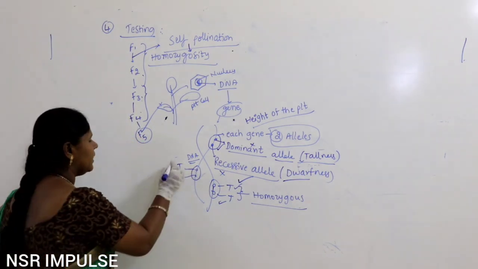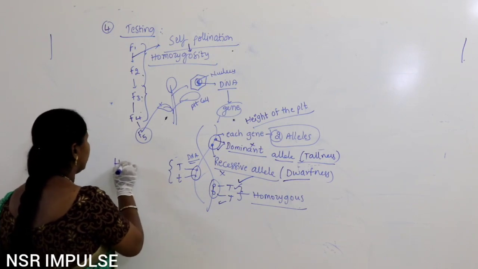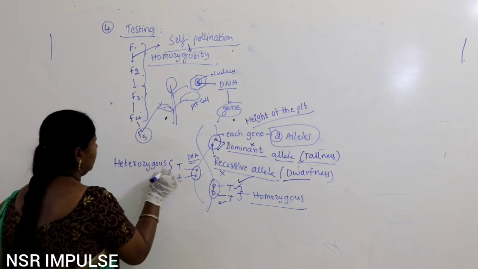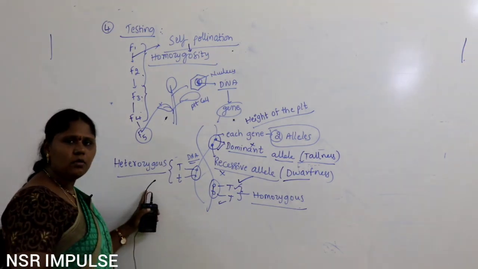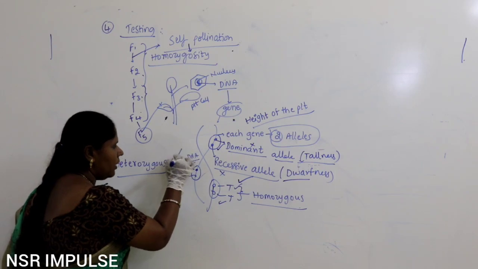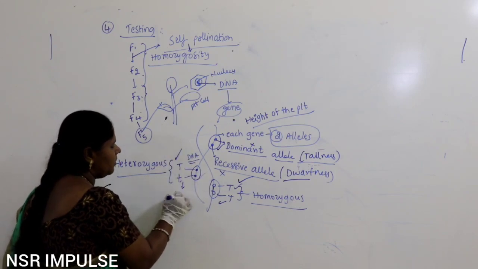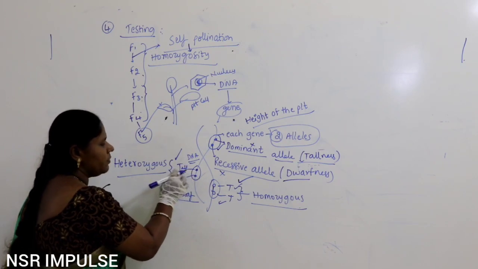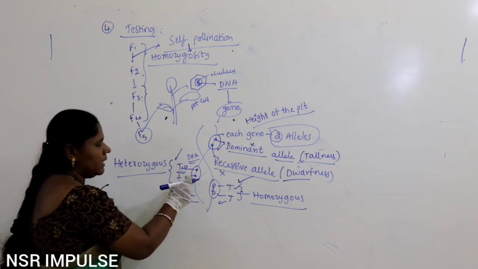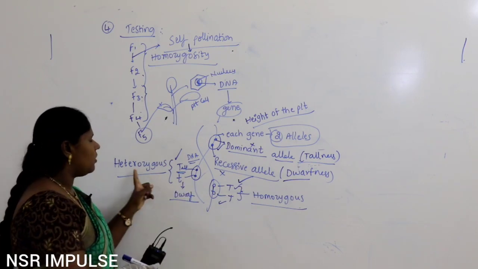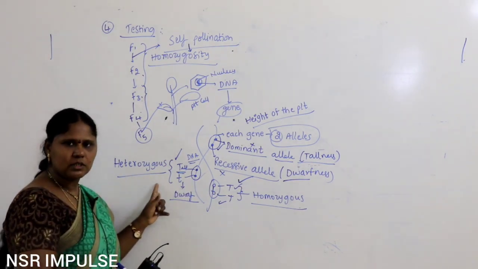Sometimes you find alleles like this, capital T, small t. That means the condition is heterozygous. The condition is what? Heterozygous. If this allele expresses, it will become tall. If this allele expresses, it becomes dwarf. If the small t allele expresses, it will become dwarf. That is called the heterozygous condition.